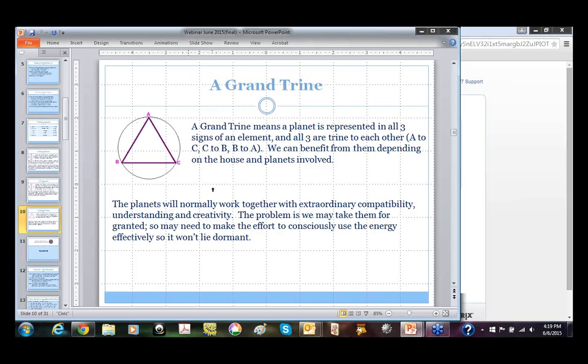Compatibility, understanding, creativity. But again, we take them for granted. So we need those squares to get us motivated, aggravate us enough to where we do something.